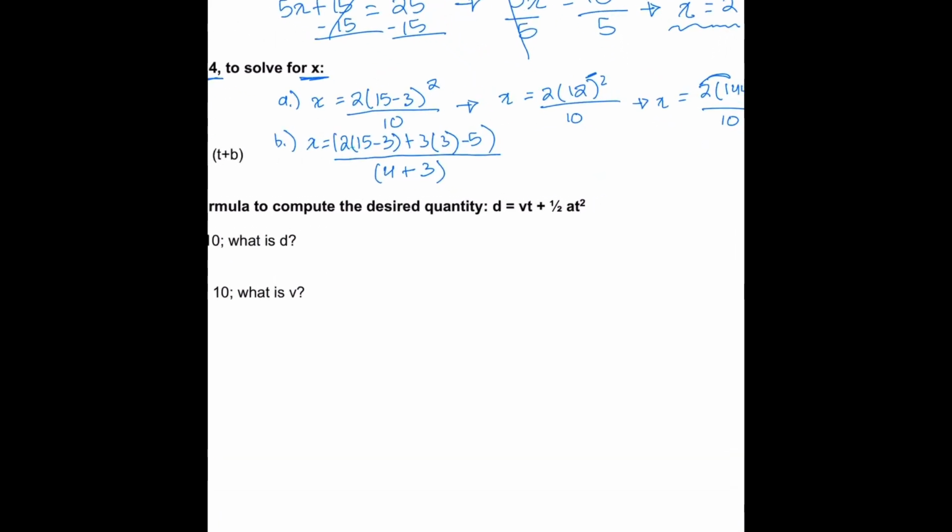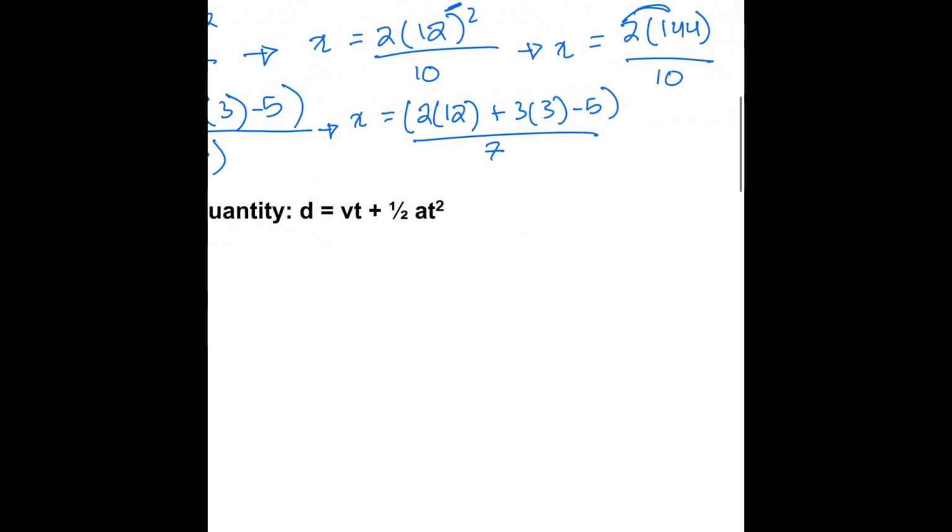So for this case here, it'd just be simply x equals, so let's just go ahead and start off by doing the parentheses first, follow for whatever is in parentheses. So in this case, let's just do 2 times 15 minus 3 was 12. Plus 3 times 3 times 5 over 7.